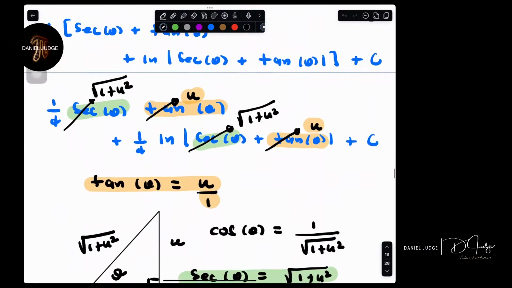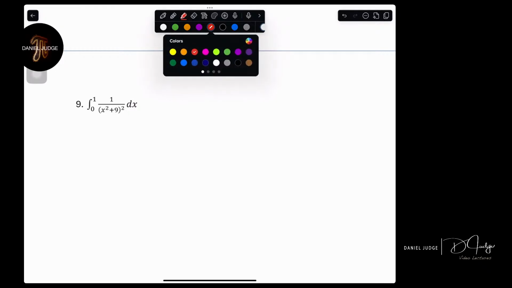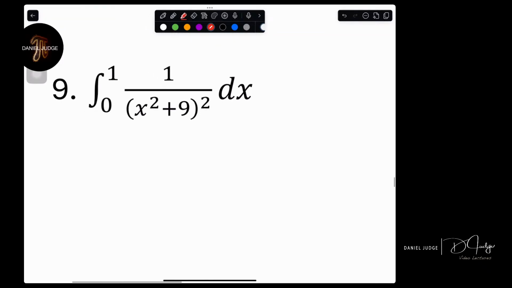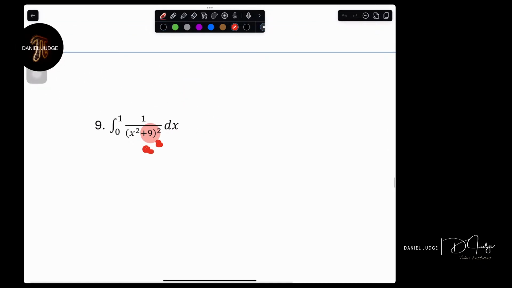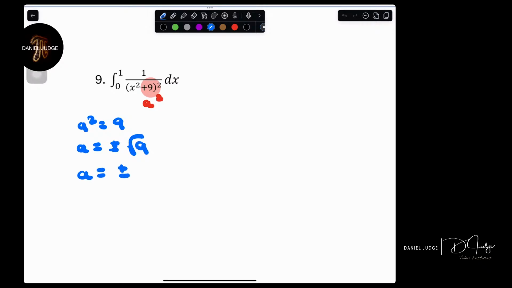So for this question, you may notice that we don't even have a radical, but we can still do trig substitution here. Let me show you what I mean by that. a squared will be 9. So if a squared is 9, we've seen over and over again, a has to be positive. So a is going to be plus or minus the square root of 9, or plus or minus 3, but we said a has to be positive. So here's our a value.